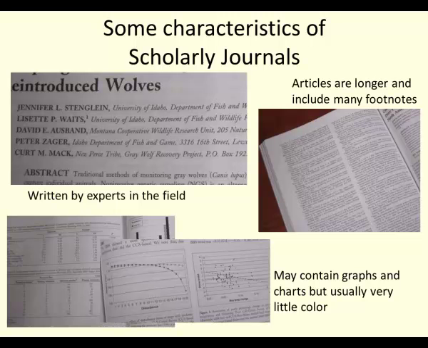Authors of scholarly articles will have their qualifications listed with the article. Articles are usually long and have a lot of footnotes. While graphs and charts are common, there is usually very little color. These journals are published less frequently, perhaps quarterly, and rarely have advertisements.